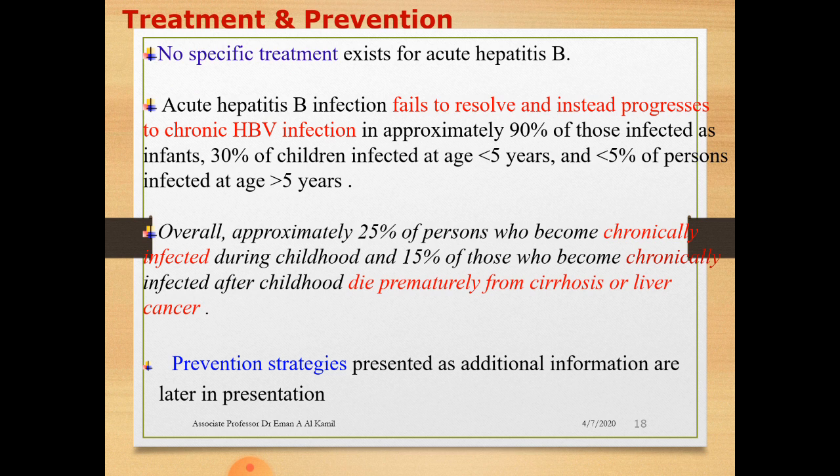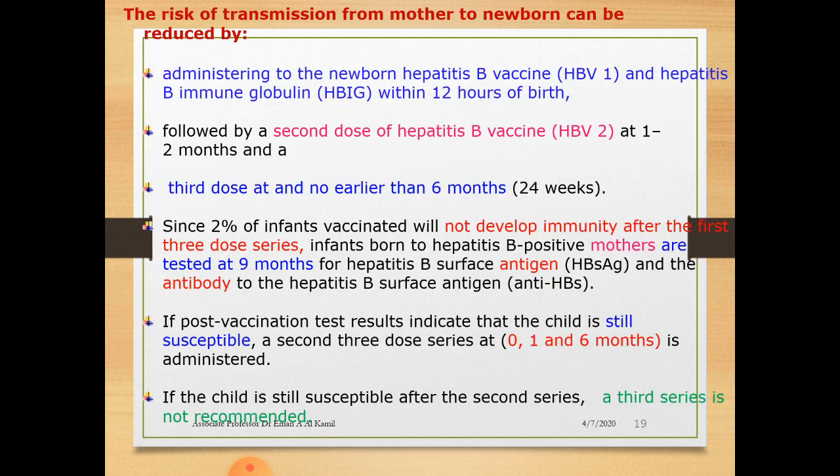Also, it has been estimated that approximately 25% of persons who become chronically infected during childhood and 15% of those who become chronically infected after childhood die prematurely from cirrhosis of the liver or cancer. We are going to discuss the prevention strategies in the next lecture.